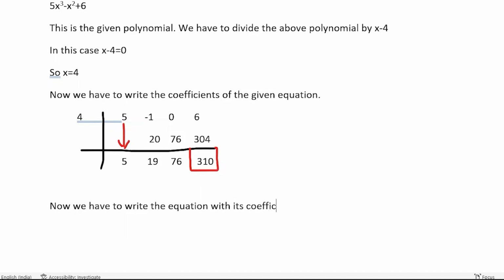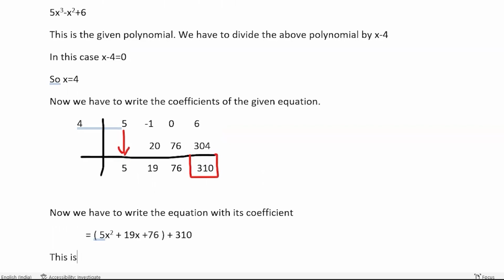Now we have to write the equation from above coefficients. This is our final answer.